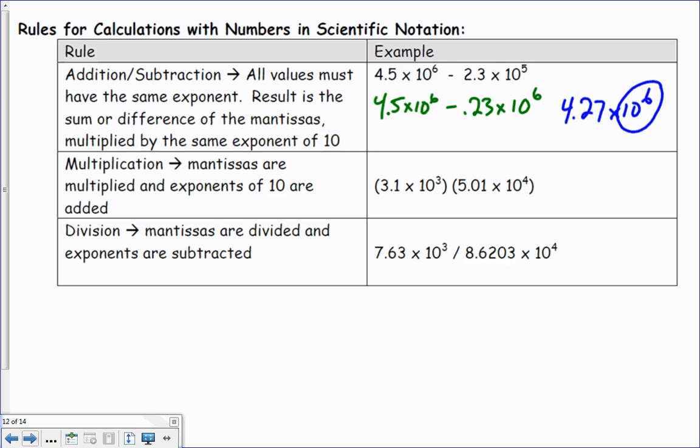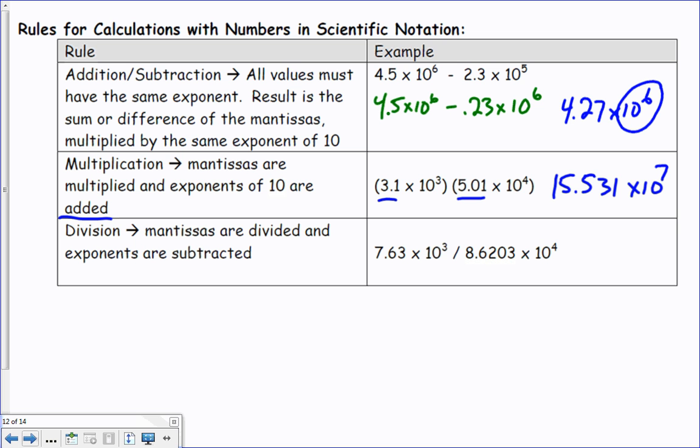Now for multiplication, we're going to multiply the mantissas, and then we're going to add the exponents. So let's do that real quick. 3.1 times 5.01 equals 15.531 times 10 to the, and then the exponents are added. So 3 plus 4 is 7. Bam.